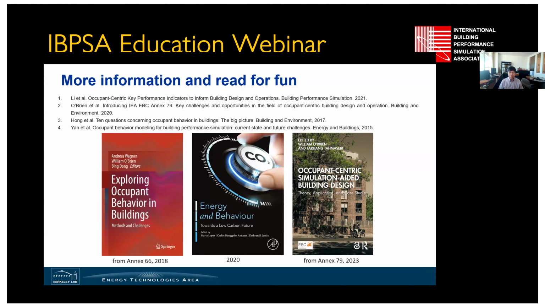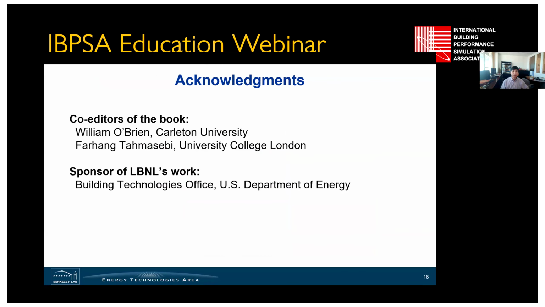The book in the middle was written by a nice group of people with very different perspectives in architecture, engineering, data science, policy, and social science, and we talk broadly beyond the buildings sector, about transportation and food, so it can be an interesting book to read. The other 2 books are produced by Annex 66 and Annex 79. Unfortunately, only the Annex 79 book is open access. The other 2 books you may need to buy.